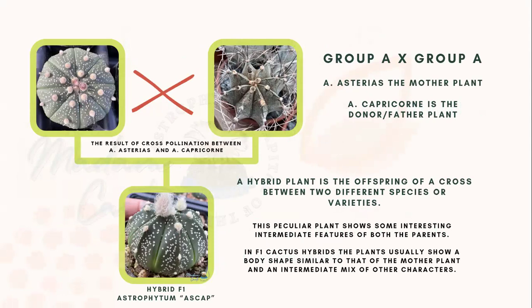The parent plant is the Capricorn and the Asterias. So this is the baby. The baby carries more of the Asterias body, and then the ribs are kind of like in boost, just like the father. So that's a quick example for group A cross breeding.